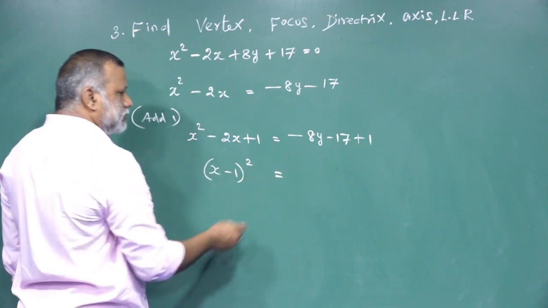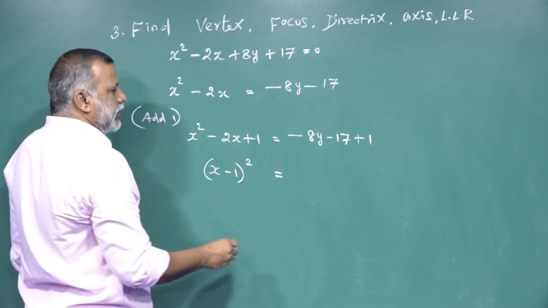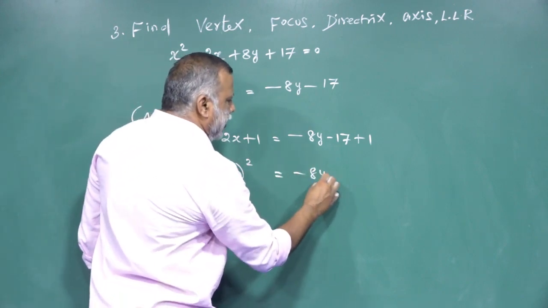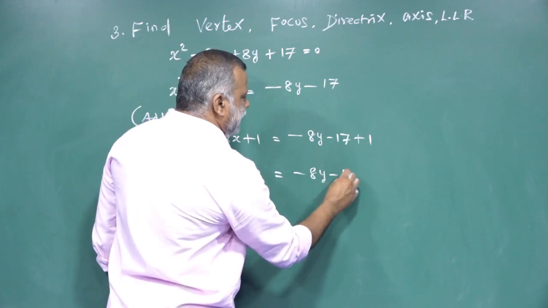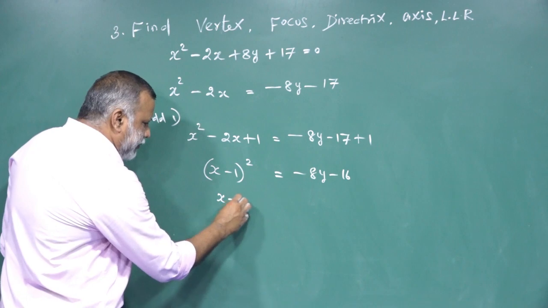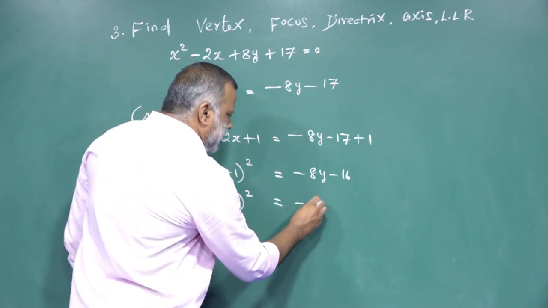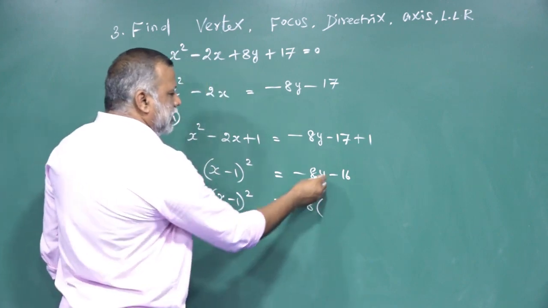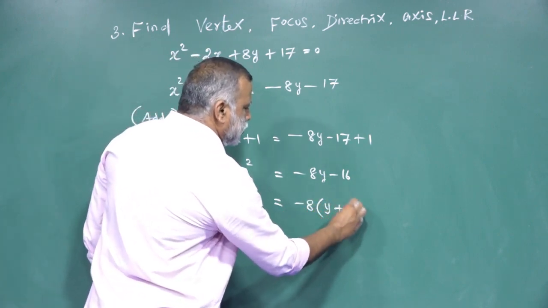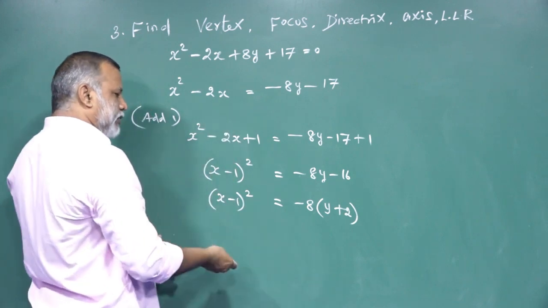Now we are able to complete this in the form of x minus 1 the whole square, since it is a minus b or a plus b only. So we can say x minus 1 the whole square. Here, minus 8y, and 17 and 1 simplify to give minus 16. Once again, x minus 1 the whole square equal to, taking out minus 8 as common, the remaining is y plus 2. So the same concept you are applying.